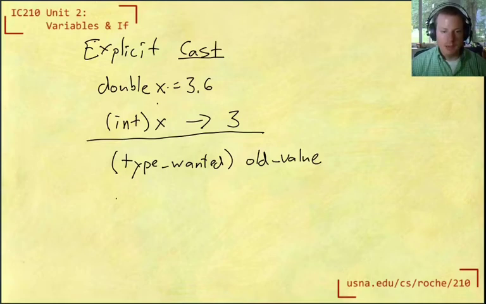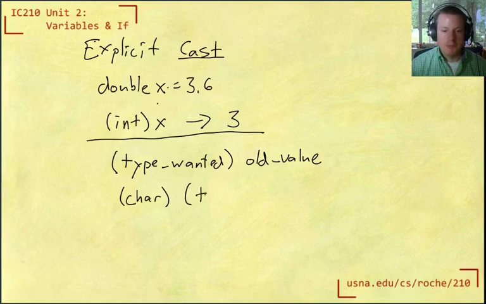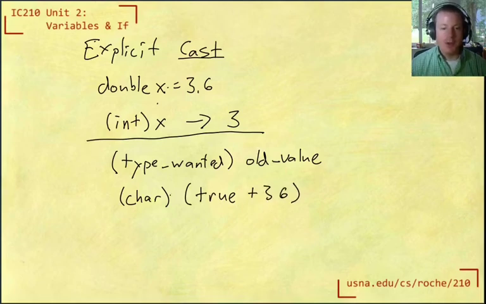like this. And so we can apply this even for more complicated things other than a single variable. So for example, you could say, I want to cast as a char the value of true plus 36. And we'll see in a moment what all of that would mean, but it's going to compute this value, whatever that is, and then interpret that result as a char. Okay, so that's what an explicit cast is. That's kind of the simplest case of casting.